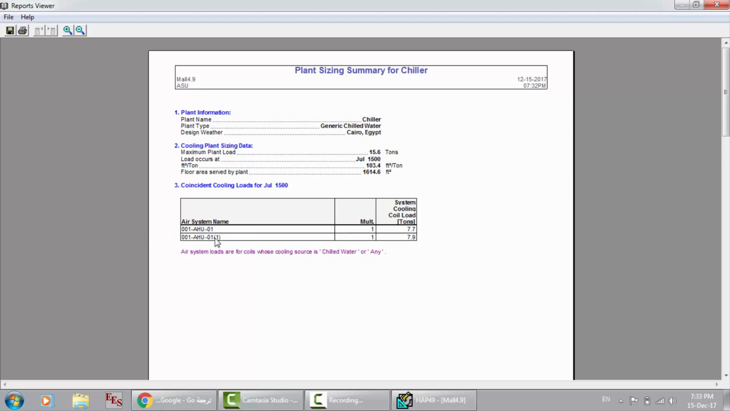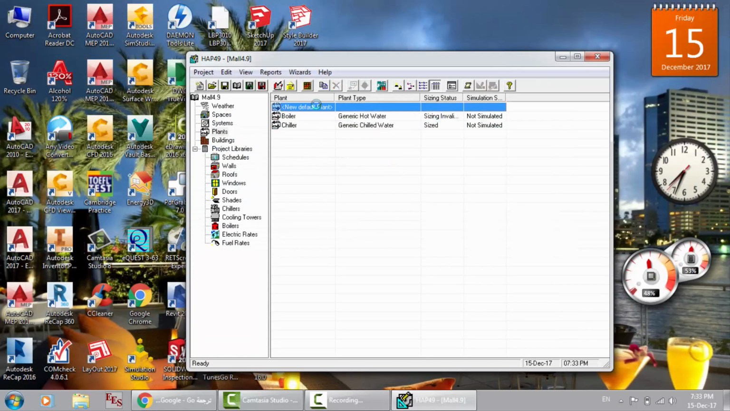Suppose that you have a fan coil or any system like this. The total for the plant may differ, due to the peak of the plant is not the peak of the system. And you can get the peak of the system exactly like what we did in previous videos about generating the reports of the systems. Okay, so in this video we're gonna talk about something.